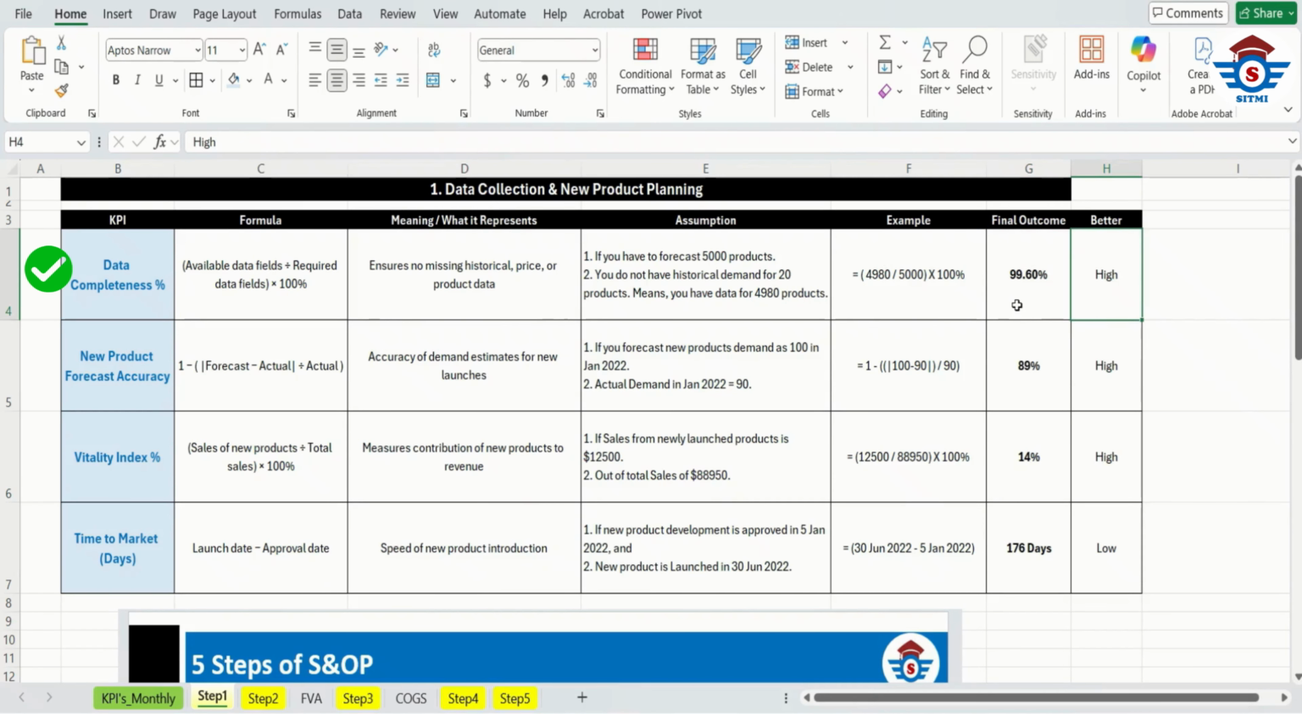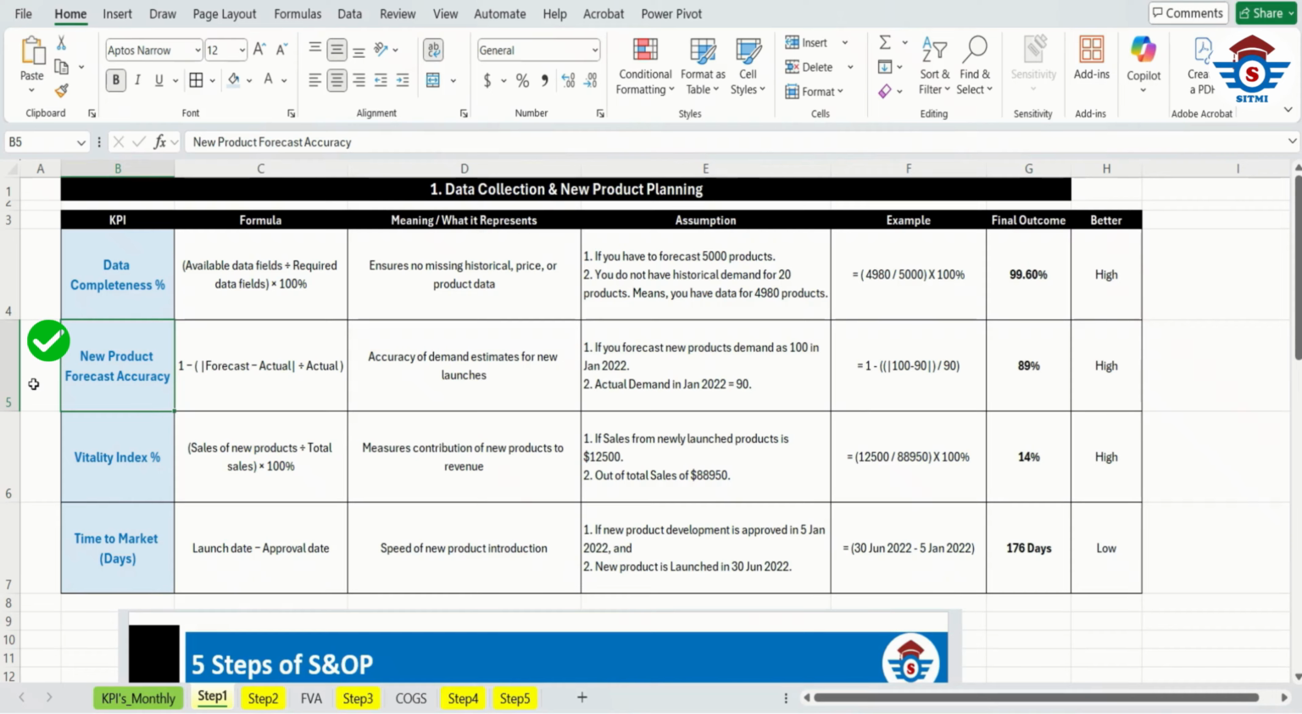Now let's move to the next KPI, which is new product forecast accuracy. This is similar to the forecast accuracy that we will see in Step 2, but in Step 1, it is also important to calculate the accuracy of new products that are launching into the market. That helps us understand how accurate the insights given by the product management team are.